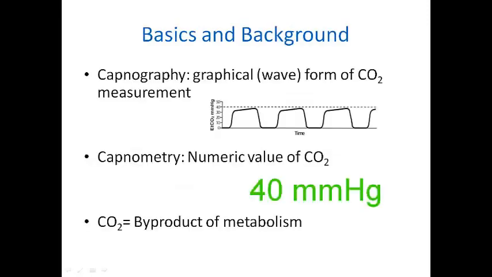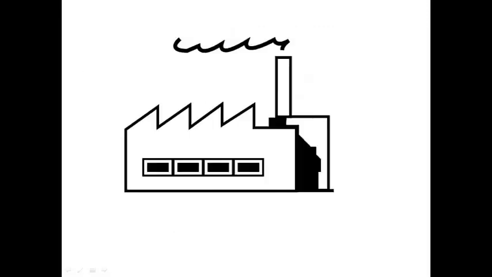Starting with the basics of capnography, we're measuring exhaled carbon dioxide. When we measure the exhaled carbon dioxide, we can represent that in a waveform known as capnography, or with just a number, capnometry, or a combination of both. Carbon dioxide that we're measuring is the byproduct of metabolism, and the route that it makes through the human body as it exits the body is going to give us an insight into the patient's condition.